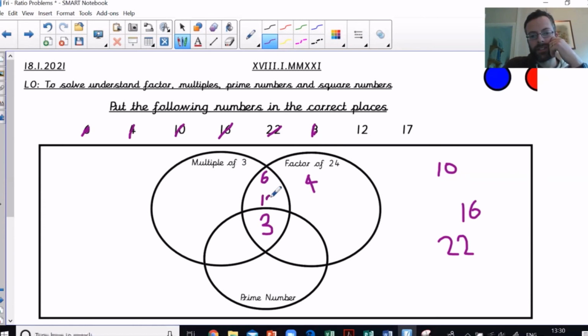And then finally 17. Is it a multiple of 3? No. Is it a factor of 24? No. Is it a prime number? Can I divide it by anything else other than 1 and 17? Well, I can't do 2s, I can't do 3s, I can't do 4s, I can't do 5s, can't do 6s, can't do 7s, can't do 8s, and then I'm past pretty much halfway, so no, 17 is a prime number.